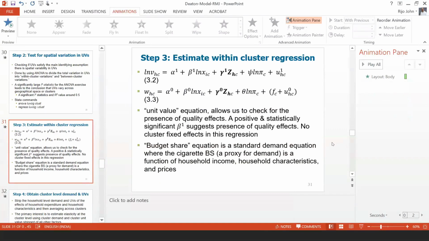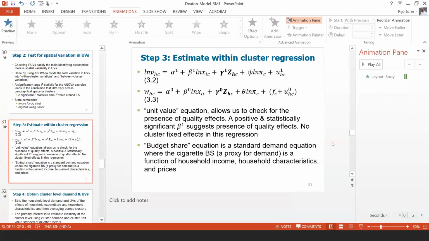Similarly, beta naught we can also work out from this example. I already mentioned that pi c, on both equations, is the price variable, and we don't have the prices with us, but instead we will be using dummies for clusters in both these regressions to represent the price variation across space. So the unit value equation allows us to check for the presence of quality effects. A positive and statistically significant beta 1 would suggest presence of quality effects. No cluster fixed effects in this regression.